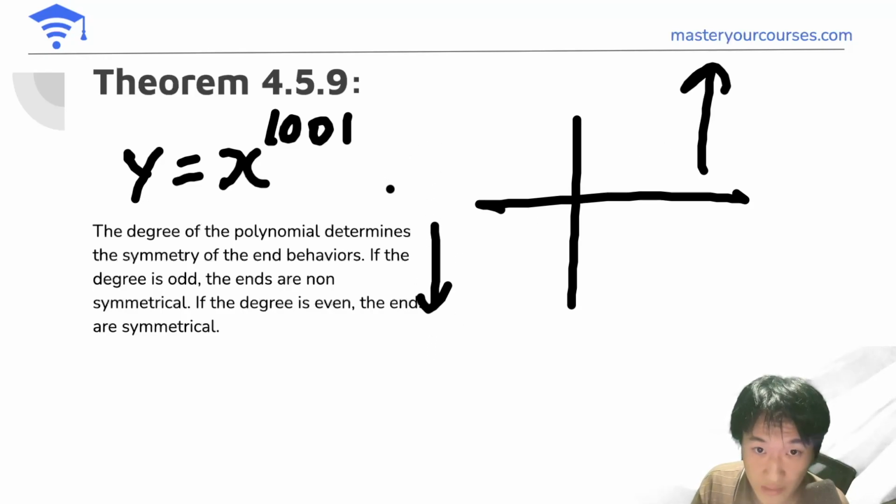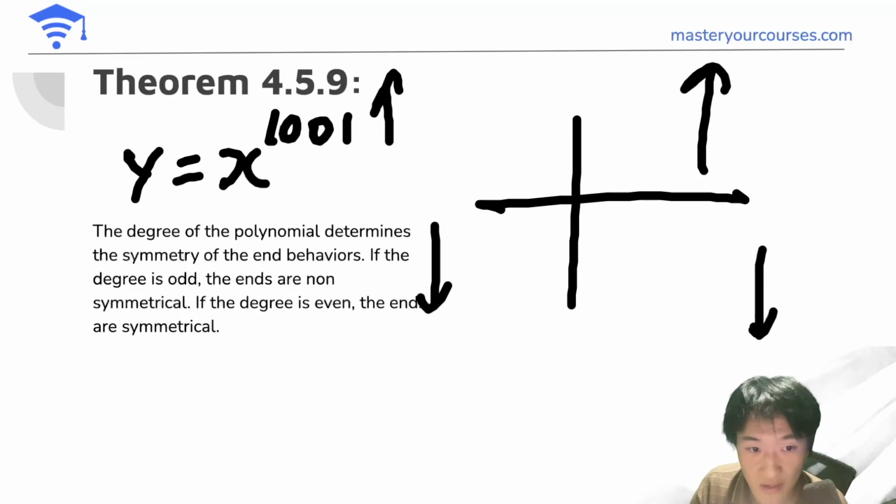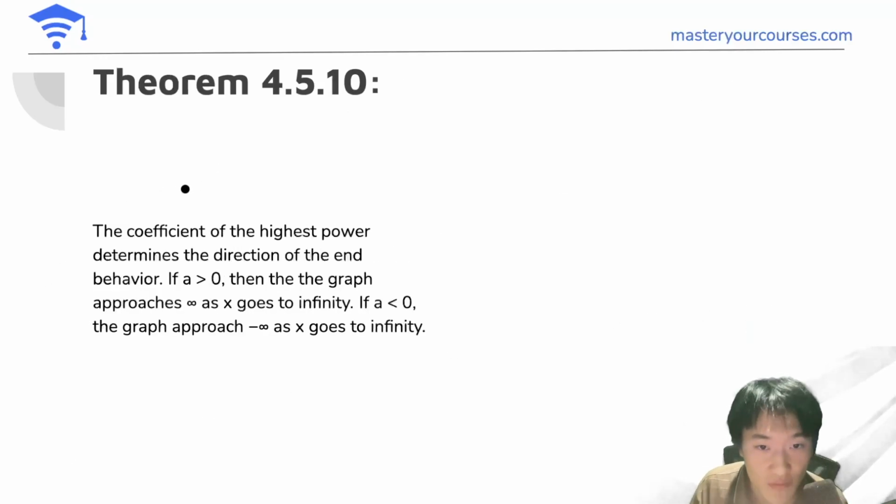It could be the other way as well. It could be up this way and down this way. So the coefficient of the highest power determines the direction of the end behavior. If a is greater than 0, then the graph approaches infinity as x goes to infinity. And if it's negative, then the graph approaches negative infinity as x goes to infinity.